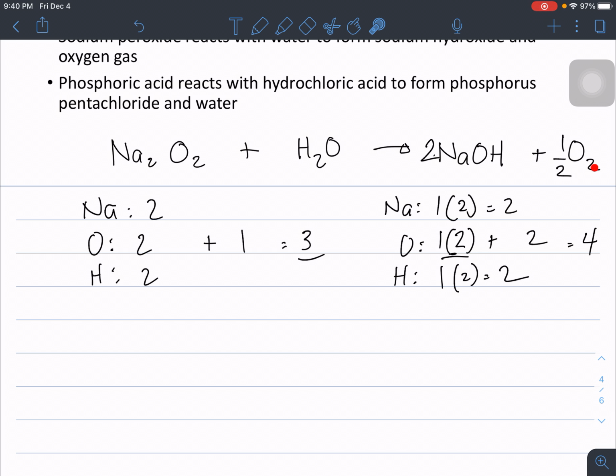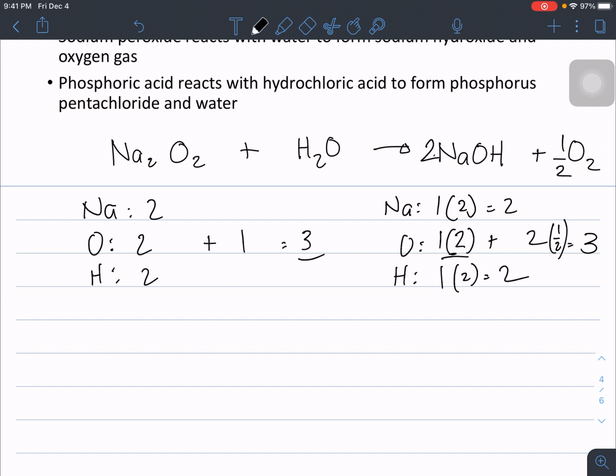So we have 2 oxygen, 2 here, and multiply by 1/2. So this will be 2 plus 2 times 1/2 is equal to 2 plus 1, which will be equal to 3. Hence, we have now balanced chemical equation. 2 sodium, 3 oxygens, and 2 hydrogen. However, it is not appropriate to present a chemical equation wherein we have coefficient in a fraction form.